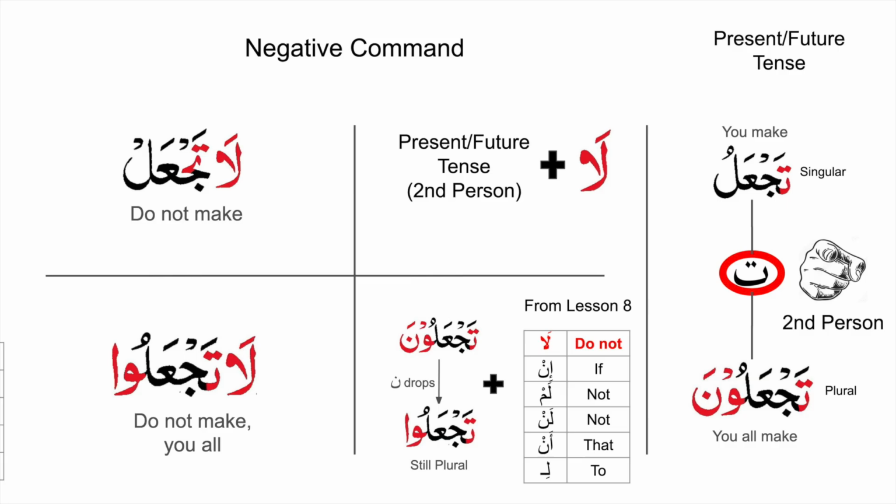Now we come to the easier command pattern, the negative command. The good news is that this one is very clear. To make a negative command, Arabic uses la with the second-person present/future form. So, on the right side, we begin with تجعل, meaning you make, and تجعلون, meaning you all make.